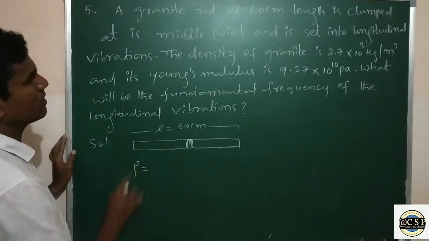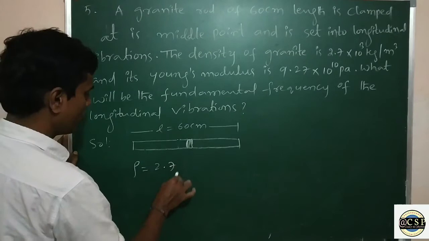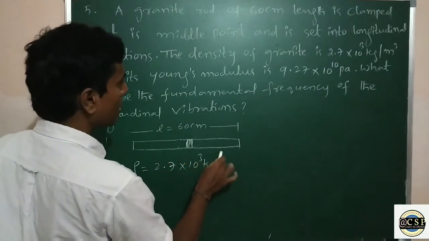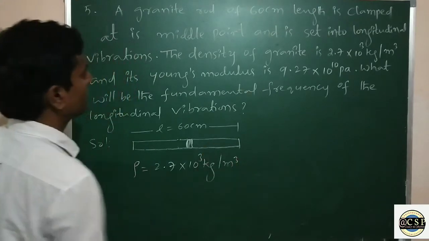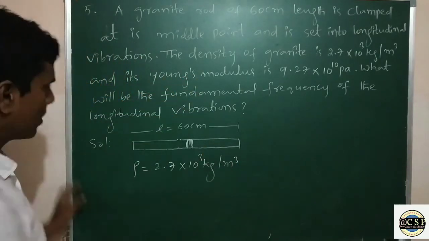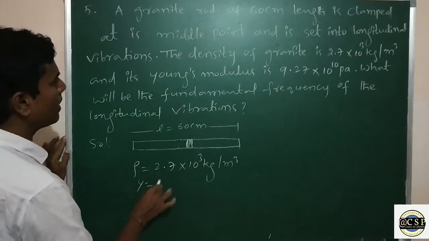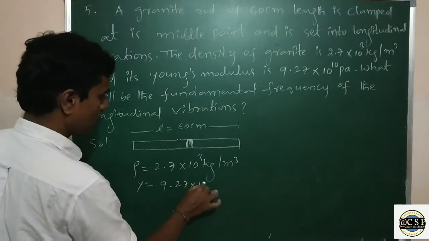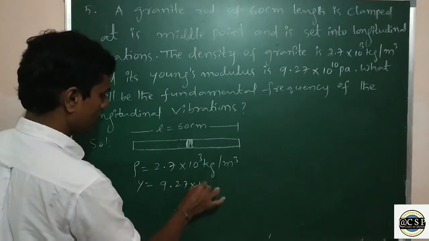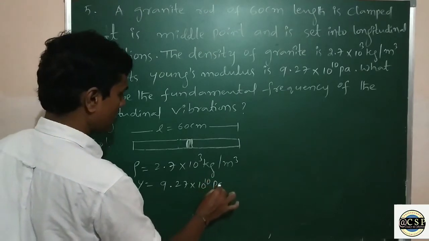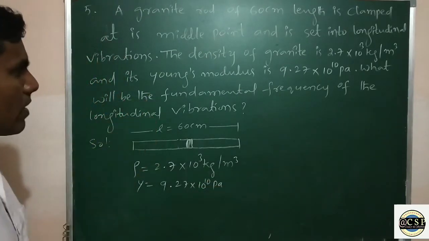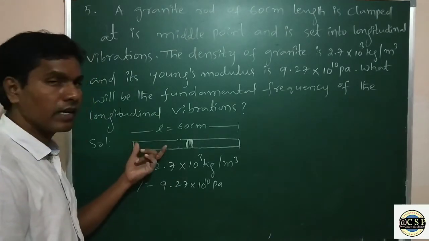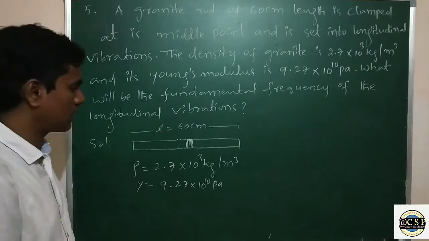Density of granite, rho is equal to 2.7 into 10 to the power of 3 kilograms per meter cube. And its Young's modulus, Y equal to 9.27 into 10 power 10 pascals. What will be the fundamental frequency? We have to calculate the fundamental frequency of vibrating of this rod at two ends.